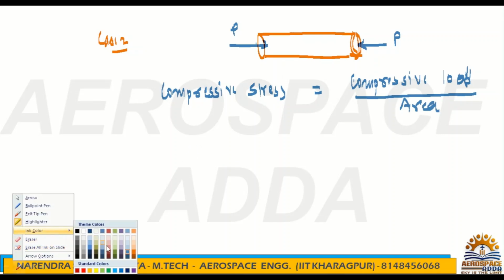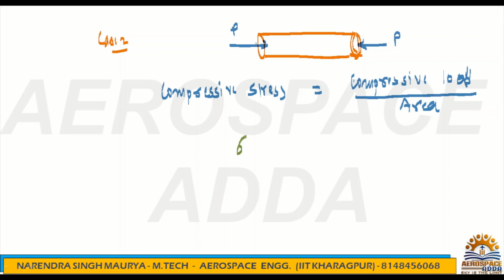So this is nothing but sigma c, compressive stress, sigma c, called compressive load. Obviously it is P by area A, right? But what is the nature of compressive stress?